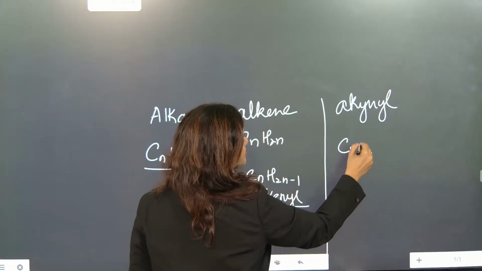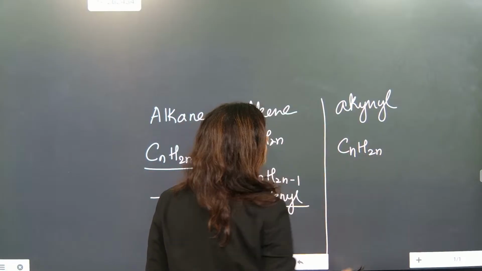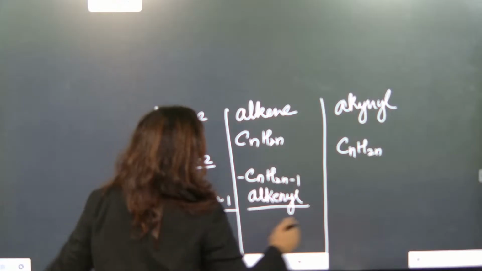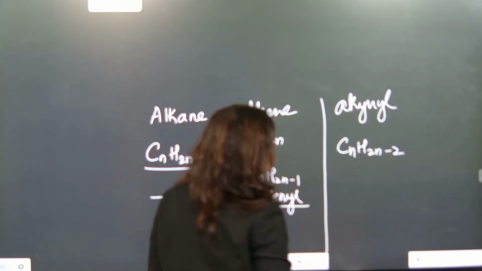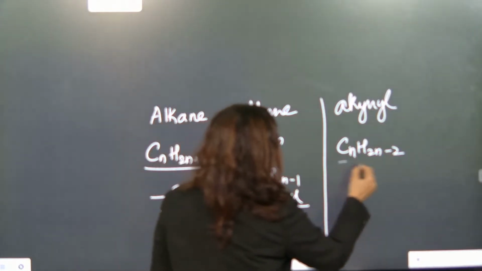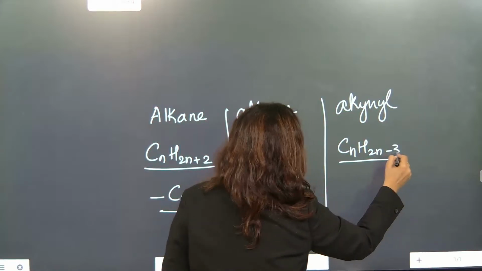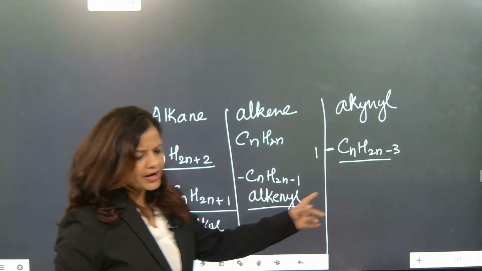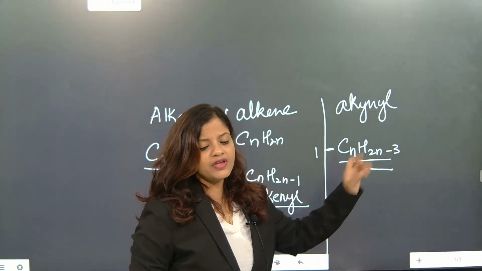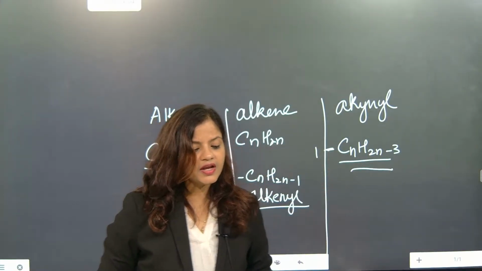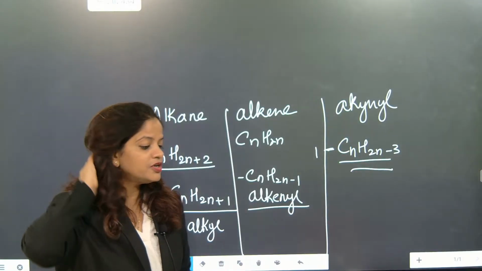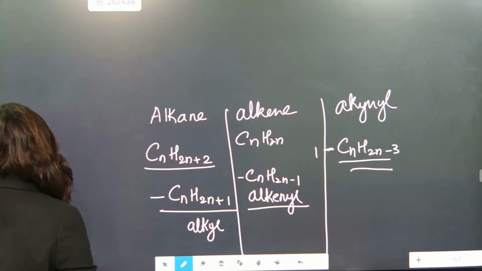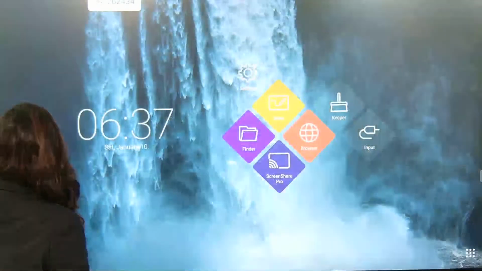If somebody asks, the alkyne is CnH2n-2. Understood or not? So CnH2n-2 is already there. If we remove one more hydrogen, we get a free bond, and we get alkynyl. One more hydrogen removed means we are going to get alkynyl. You need to remember that section. Understood? Now get ready for the next part.